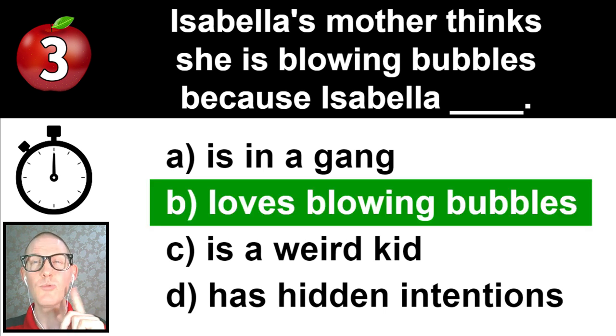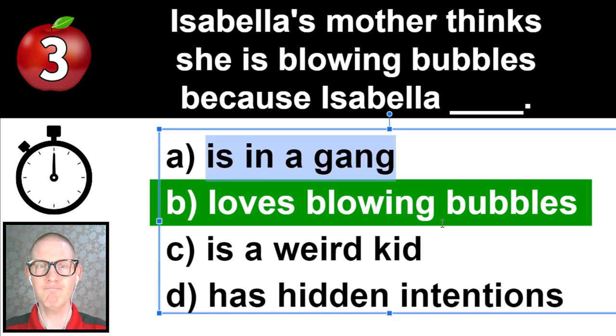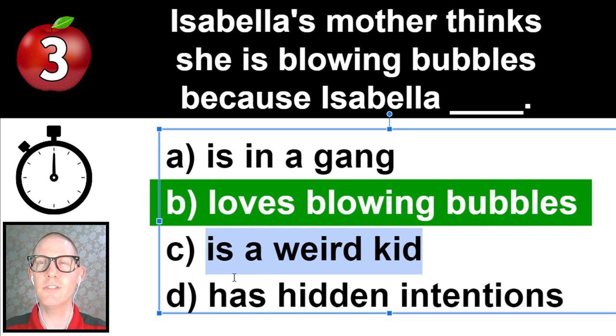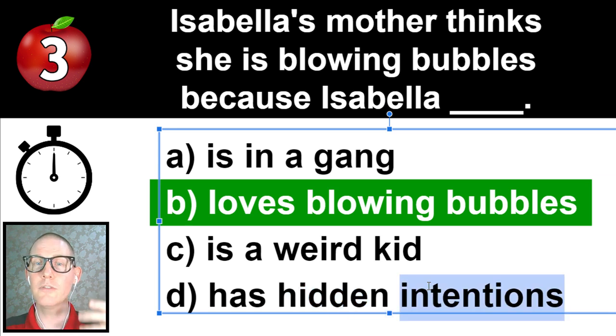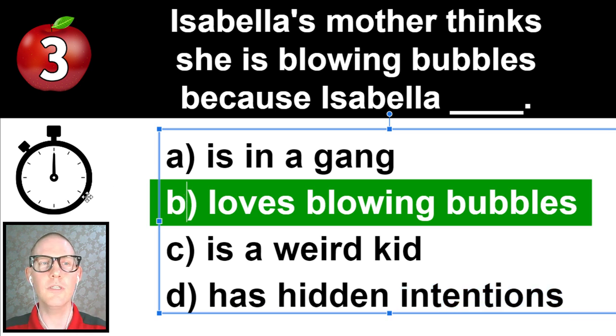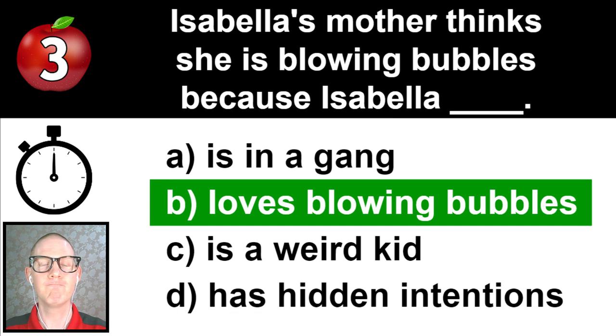Right, so it's not the real reason, right? But it's what Isabella's mother thinks. Okay, so Isabella's mother doesn't know that she's in a gang. And her mother probably doesn't think that she's a weird kid. Weird just means strange, abnormal, right? But I don't think that one works. And her mother doesn't think that she has hidden intentions. So hidden means something that you can't see, right? It's hiding. And intentions are things you plan to do, your ideas, things that you want to do or carry out. All right, so the best answer is B. Isabella's mother thinks that her kid loves blowing bubbles.